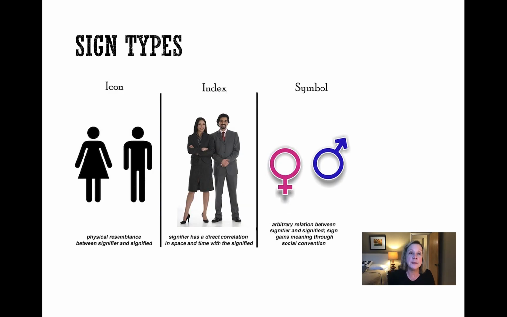There are 3 types of signs: icons, indexes, and symbols. An icon bears some resemblance. So the icon, these images are the signifiers, right? These icons are signifiers that tell you what?